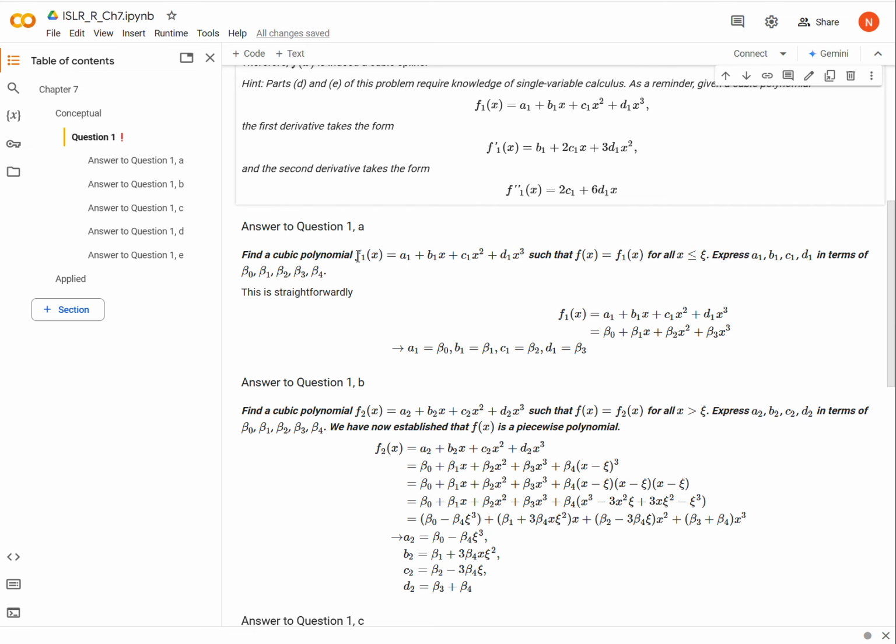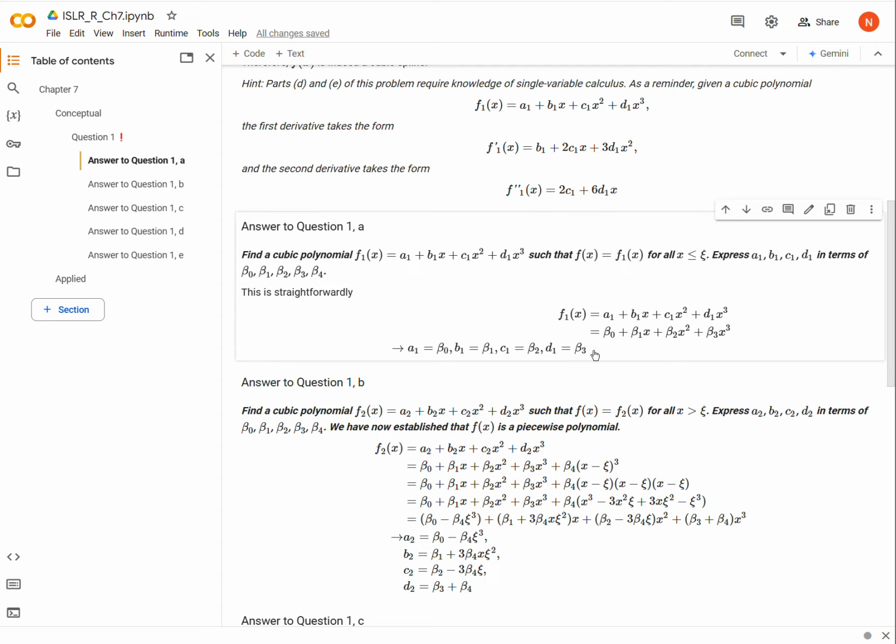We're going to find a cubic polynomial called f1 that equals this linear function here, such that f of x equals f sub 1 of x for all x less than xi. Express the a, b, c, d terms in terms of the betas. This one is very easy. We just have f1 equals this, which is what we're given, and then we just put beta naught, beta 1, beta 2, beta 3 in for the a, b, c, d. That one's straightforward.